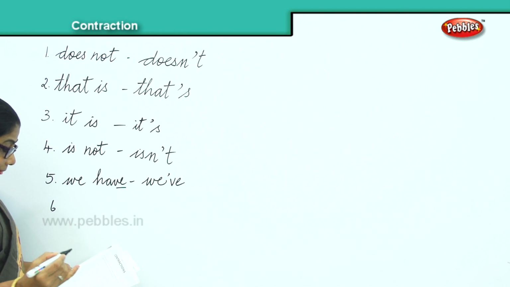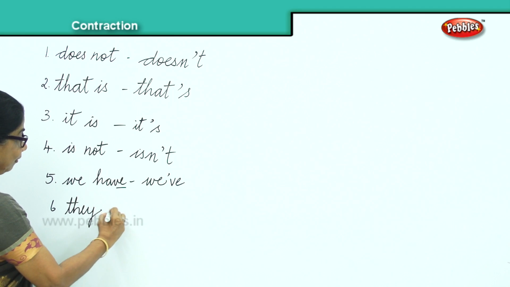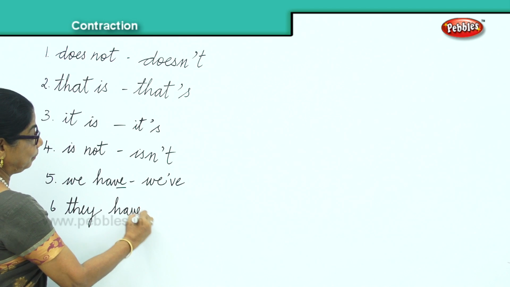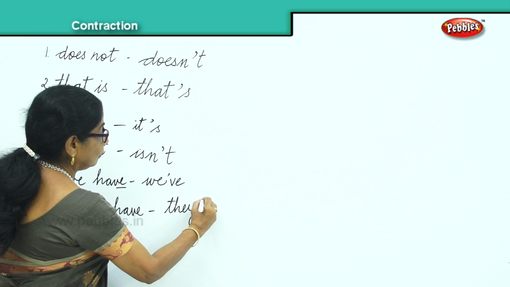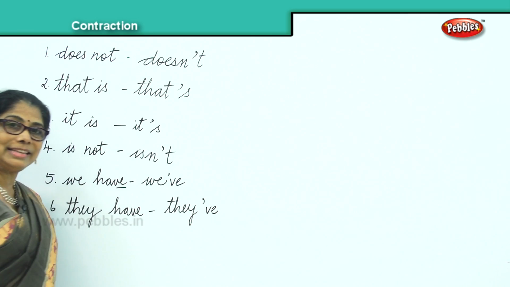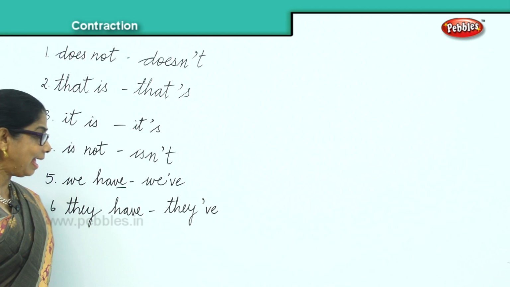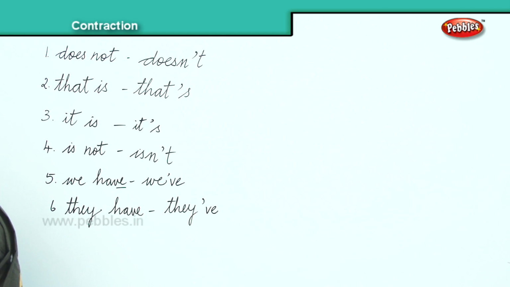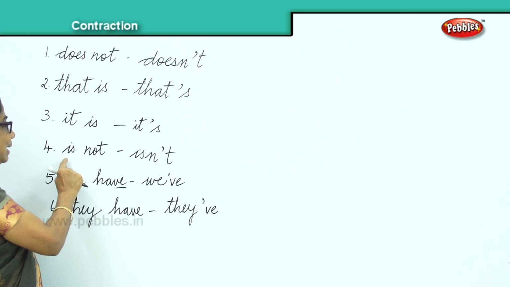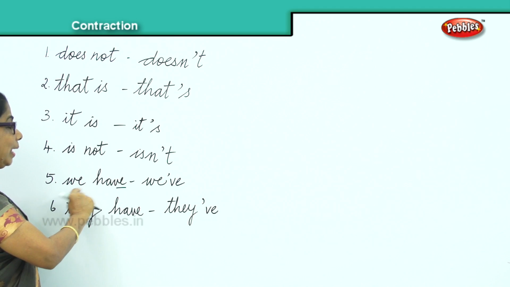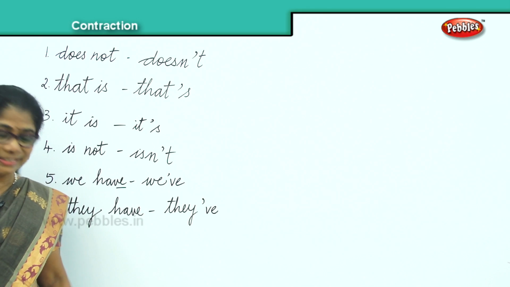Next one. They have. They and have. Same. You will write they, apostrophe, have. See the difference. You do not write H-A, you will write VE. They've. So, here does not, doesn't. That is, that's. It is, it's. Is not, isn't. We have, we've. They have, they've. You see that?